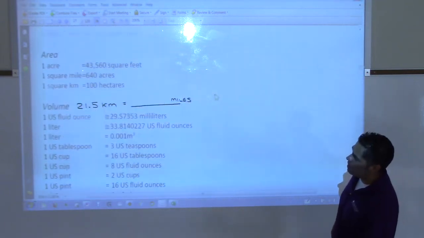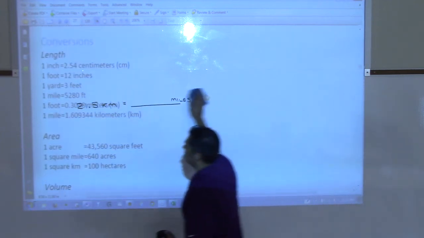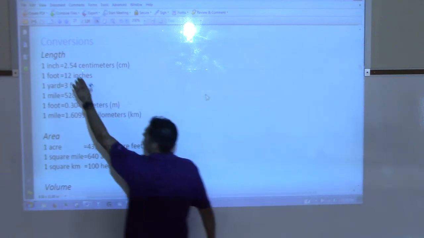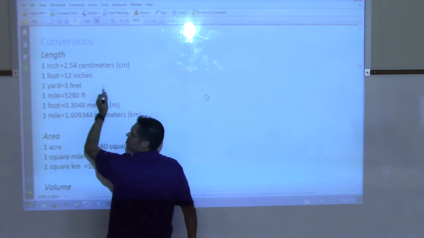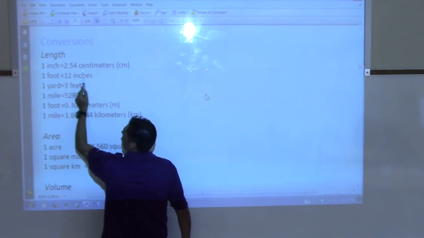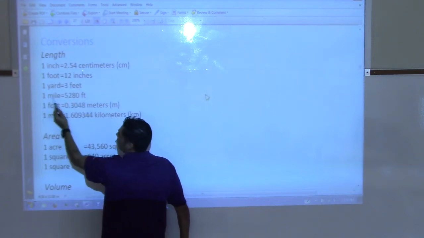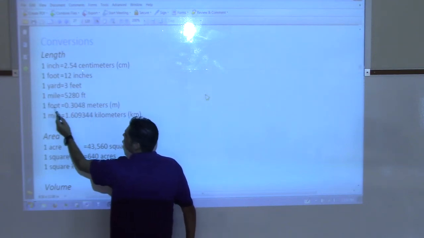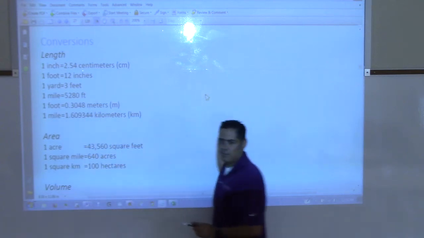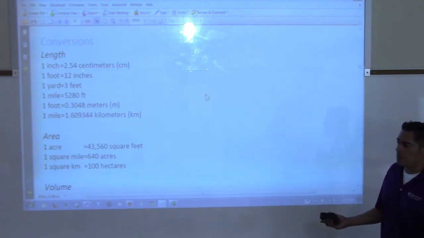And this is what I will provide you. This is in your notes. It gives all the conversions that you need for these problems. So you can see here, for length, we have a way to get from inches to centimeters, right? Imperial to metric. Feet to inches, we already know that. That's imperial to imperial. Yard to feet, imperial to imperial. Mile to feet, imperial to imperial. Foot to meter is imperial to metric. Mile to kilometer is imperial to metric. So we have to look at this table and then somehow use it for the problem I just put up.